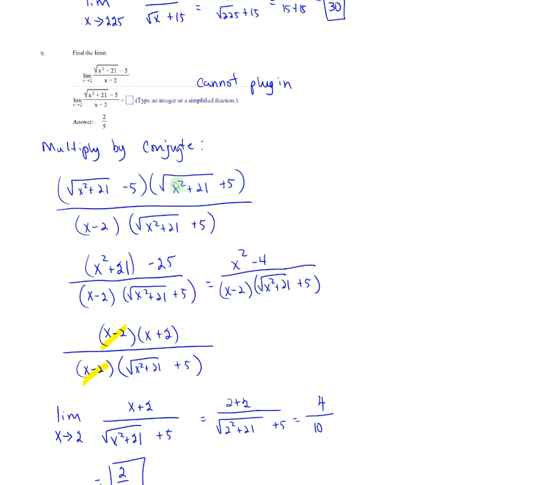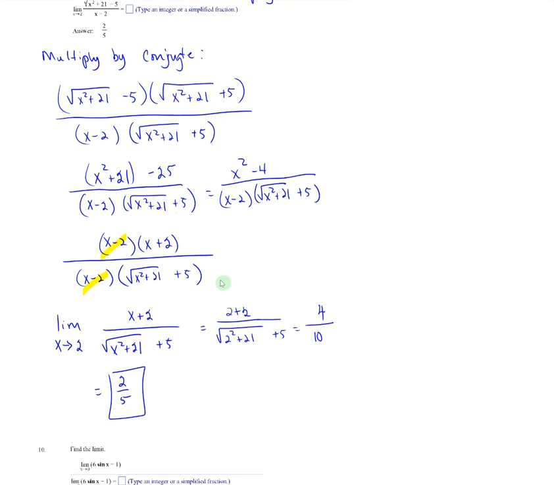That will be square root of x squared plus 21 plus 5 over itself. So when we multiply this out, we get x squared plus 21 minus 25. If I go ahead and combine those two, I get x squared minus 4 over this. Now I can factor this again and get x minus 2 times x plus 2. Those two are gone, and I have x plus 2 over this radical plus 5.